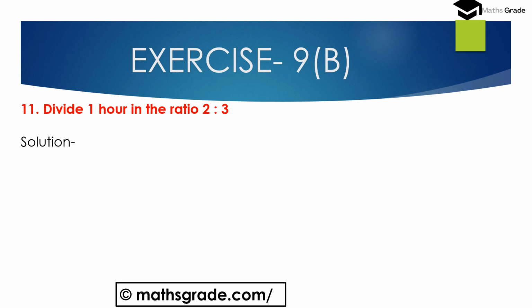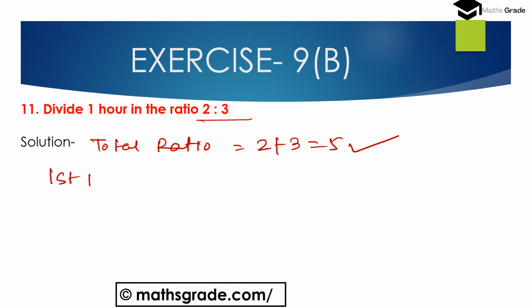Now we will solve question number 11. Divide 1 hour in the ratio of 2:3. First find out the total ratio, that is 2 plus 3 is 5. Now first part will be 2 divided by 5 multiplied with 1 hour.